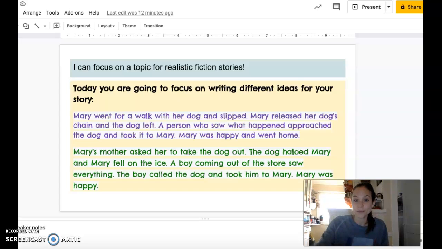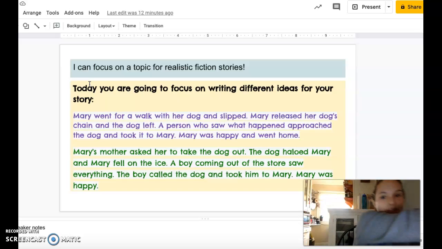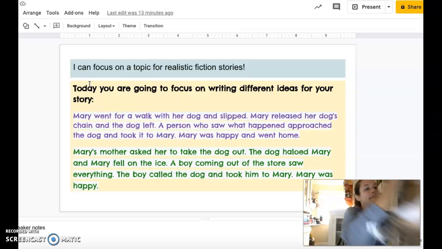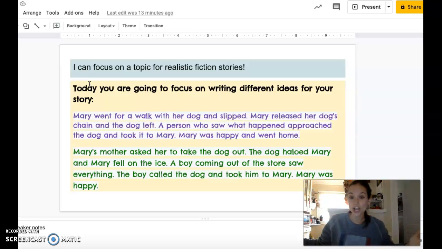Here are two examples. Mary went for a walk with her dog and slipped. Could that really happen? Oh yeah. Mary released her dog's chain. She let go of her dog's chain. Hang on, Tilly, stop. And the dog left. It ran away. A person who saw what happened approached or walked up to the dog and took it to Mary. Mary was happy and went home.